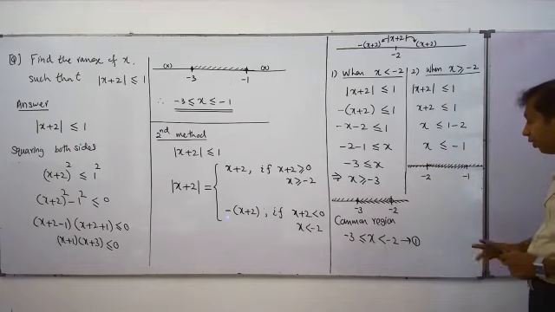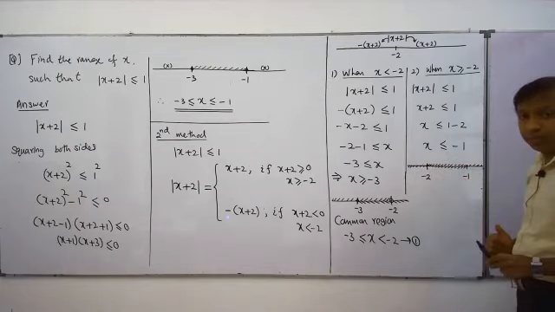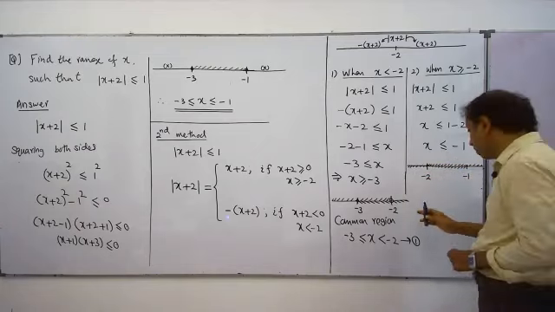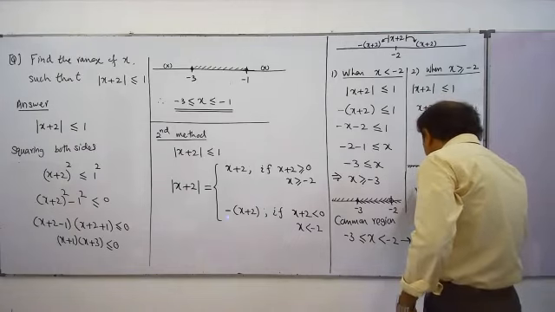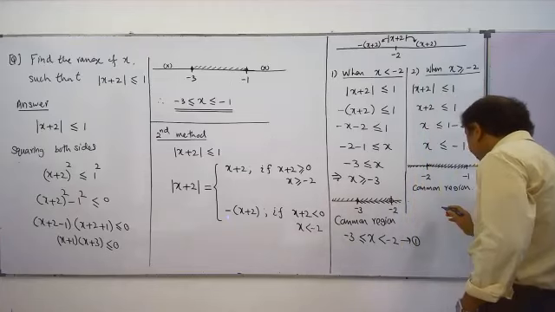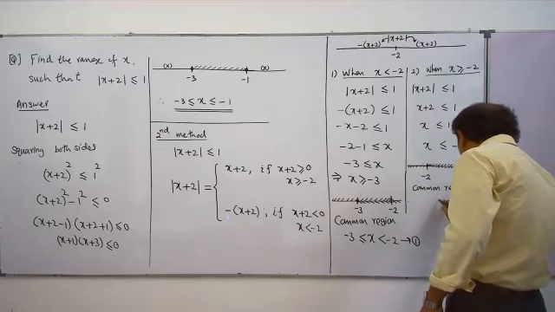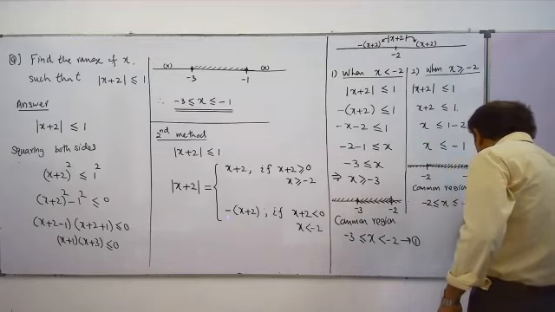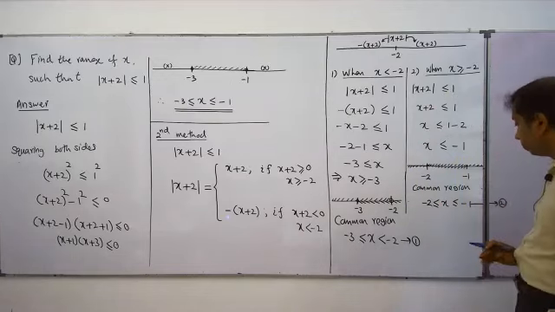Then see, people, there is a common region for both, that is, including both minus 2 and minus 1 and in between them. That common region only we have to take here, right? Common region is, people, x less than or equal to minus 1 and greater than or equal to minus 2. So this is our second relation, number 2.